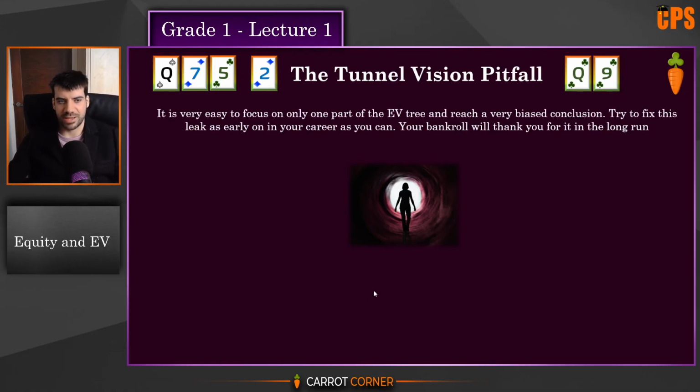So it's very easy. This is the idea. It's very easy to focus on only one part of the EV tree and reach a very biased conclusion as to what we should do. Try to fix this leak as early on in your career as you possibly can. It's the sort of thing where if you do something that's not so great over and over again, it becomes a habit for us humans, doesn't it? And we end up doing it again and again.